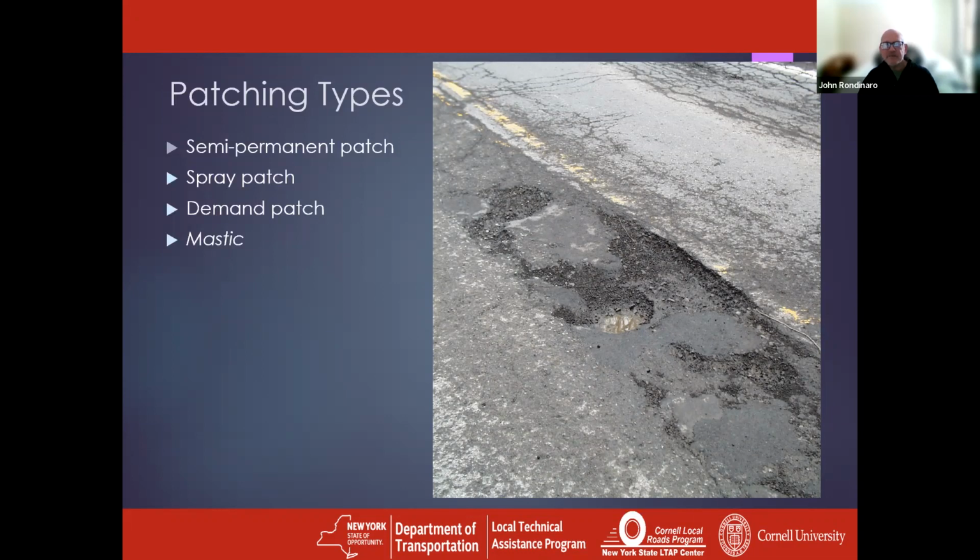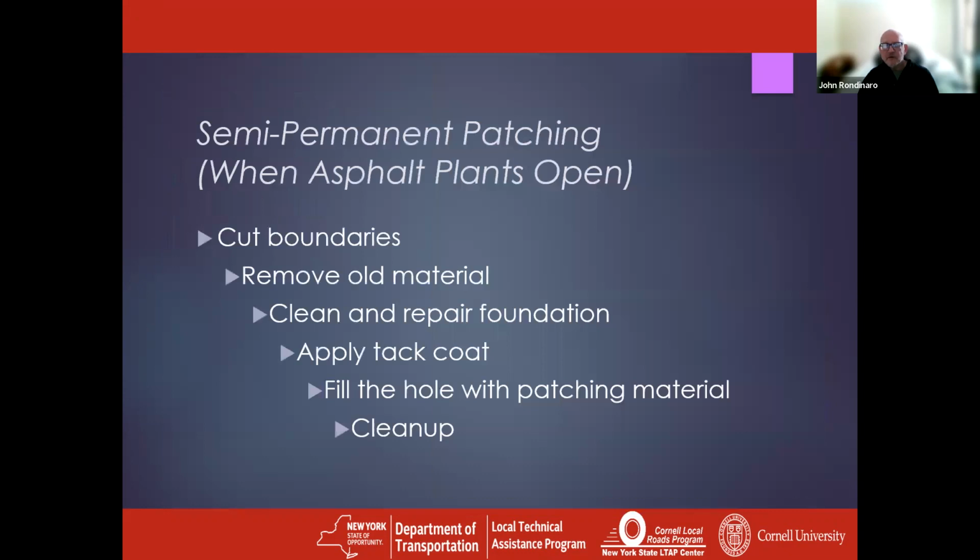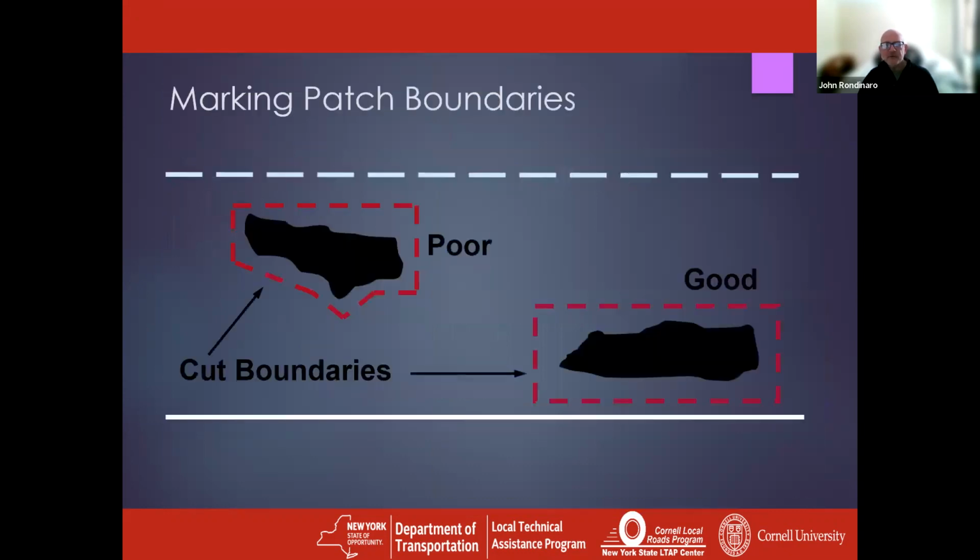We've got our semi-permanent patching that we do when the asphalt plants are open. We've got spray patch, which has seen a little bit of use in New York, not a whole lot. We've got our demand patching, which is our go-to patching when the asphalt plants are closed. And then we've got mastic patch. So semi-permanent, it's pretty straightforward. Again, it's when the asphalt plants are open.